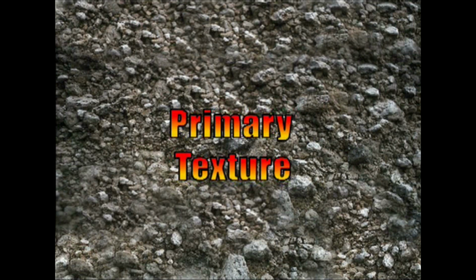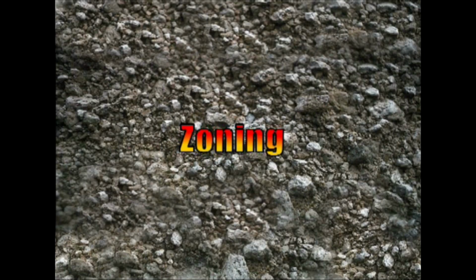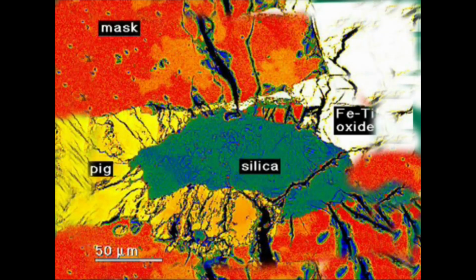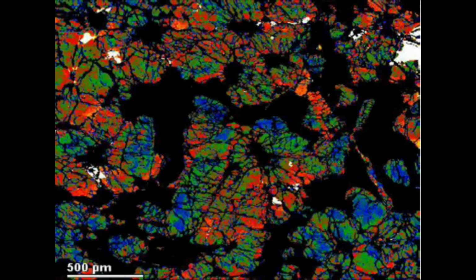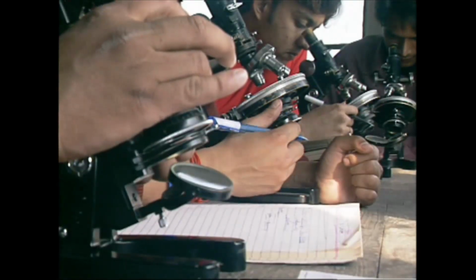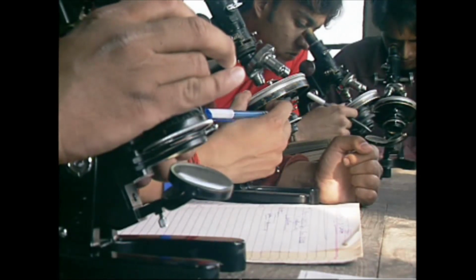Primary texture. Zoning. Zoning refers to compositional zoning in minerals and relates to changing composition from core to rim. The compositional zoning in minerals implies that complete equilibrium was not reached during crystallization or recrystallization of the rock in question. At any given time, it is only the rim of the mineral that is at equilibrium with the matrix.